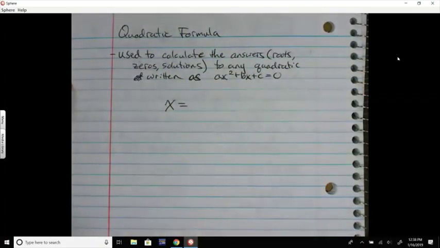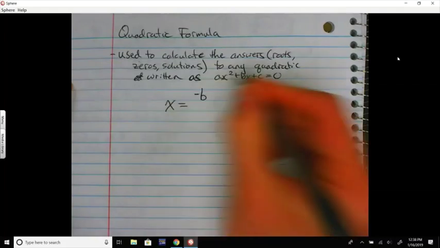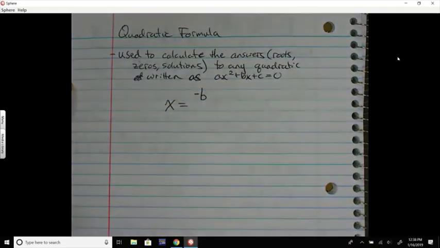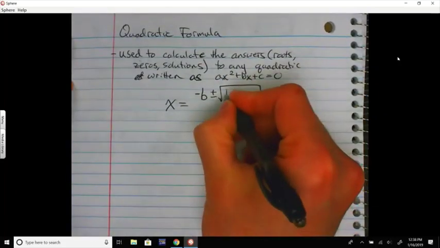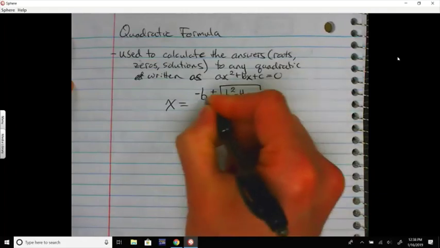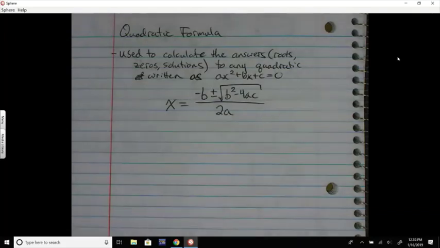Okay. So x equals the opposite of b. It's not always negative. Plus or minus the square root of b squared minus 4ac all over 2a. So guess where those a's, b's, and c's come from? Your equation that they give you, ax squared plus bx plus c. So x equals the opposite of b plus or minus the square root of b squared minus 4ac all over 2a.